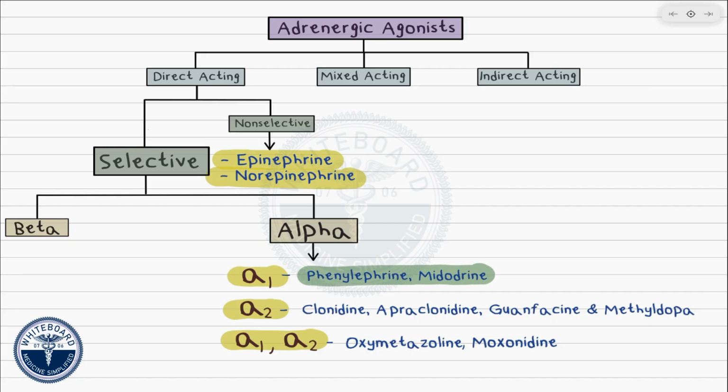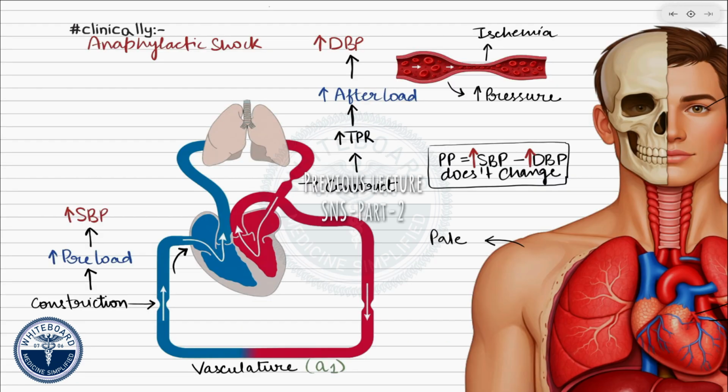Before we discuss the drugs themselves, let's quickly recall what happens when alpha-1 receptors are activated. As we learned earlier, alpha-1 receptors are predominantly located on vascular smooth muscle. When these receptors are stimulated, they cause vasoconstriction of both arterioles and veins. Arteriolar constriction increases total peripheral resistance, while venous constriction increases venous return. As a result, both systolic and diastolic blood pressure increase, leading to an overall rise in mean arterial pressure.